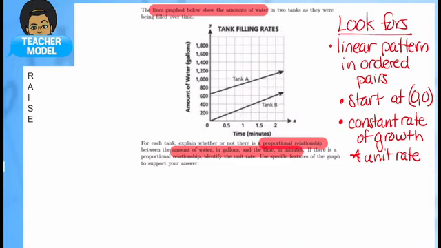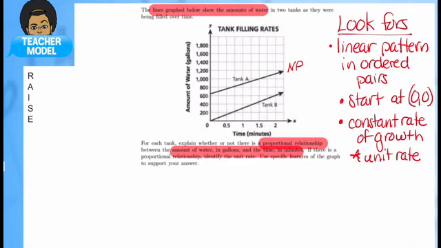All right, so looking at the very first one, is there a linear pattern? Yes, it makes a straight line. So does it start at 0, 0? No, it does not. So tank A is definitely not proportional. Let's move on to tank B. Is it a linear pattern? Yes, it makes a straight line. Does it start at the origin 0, 0? Yes, it does. Does it have a constant rate of growth? Yeah, it does. It's moving up pretty consistently.